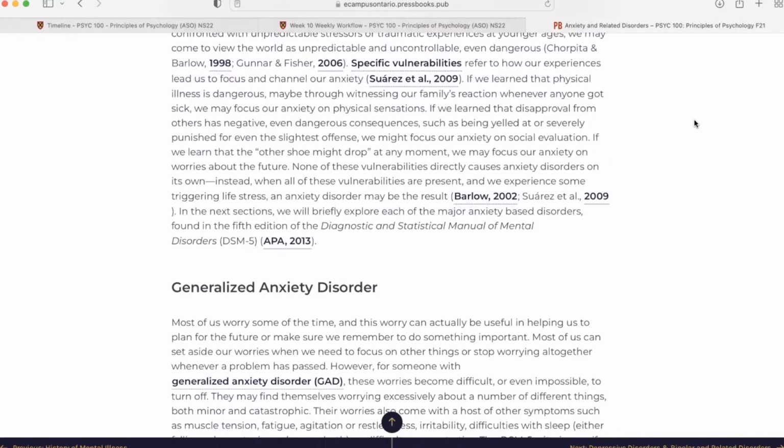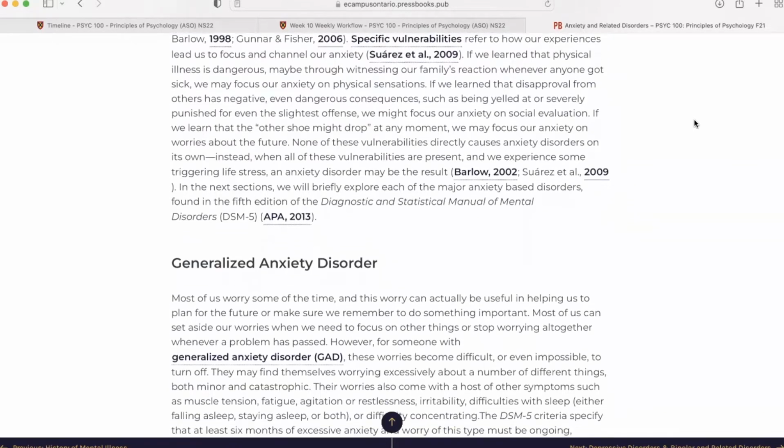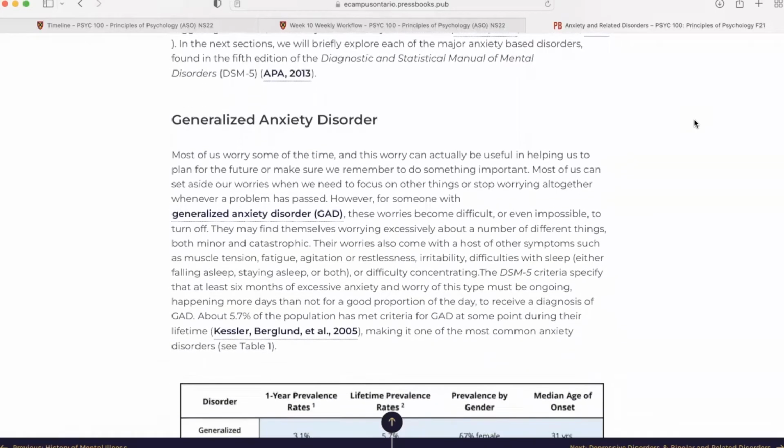None of these vulnerabilities directly causes anxiety disorders on its own. Instead, when all of these vulnerabilities are present and we experience some triggering life stress, an anxiety disorder may be the result. In the next sections, we will briefly explore each of the major anxiety-based disorders found in the fifth edition of the Diagnostic and Statistical Manual of Mental Disorders. Here we go. Generalized anxiety disorder.